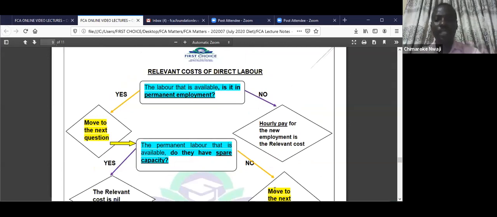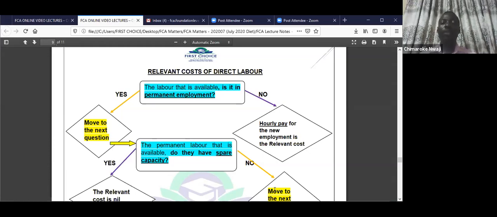But note the difference. It says here, is the labor that is available in permanent employment? What do we mean by permanent employment? It means that you are a permanent staff. You go to work every day, and you don't go to work only when there is a contract. You are already in employment. They pay you a salary, a fixed guaranteed sum, and so you are in permanent employment.